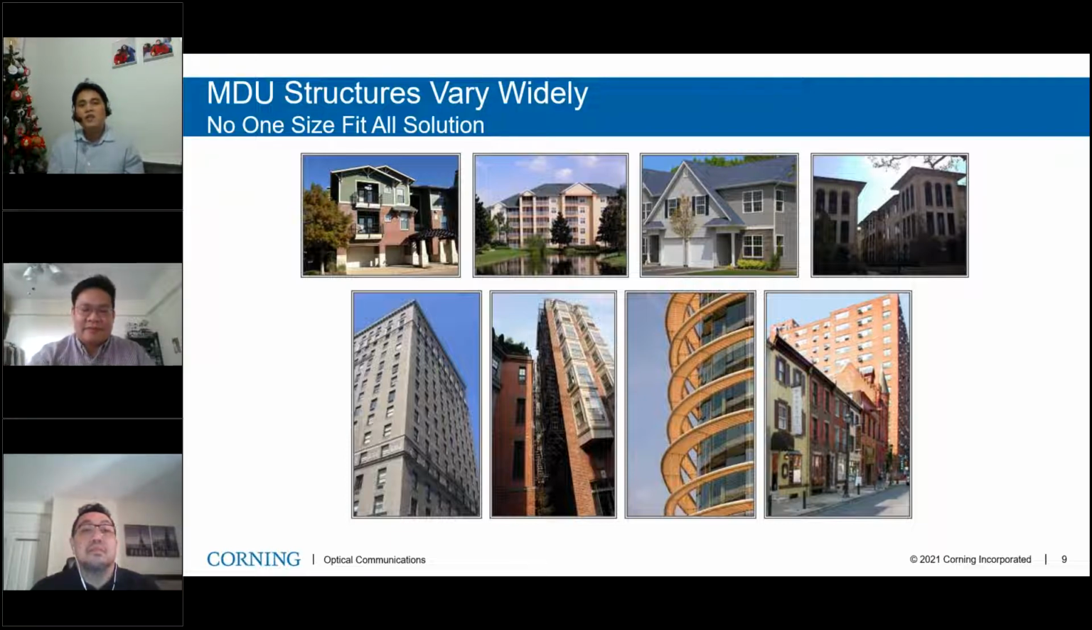Some would be a small MDU, which is composed of 2 to 3 floors that have up to 12 living units. Some would be a medium multi-dwelling unit, which is composed of 4 to 6 floors with up to 72 living units. And some would be a large MDU, like a high-rise condominium, hotel, and so on, which is actually 7 floors and above and more than 72 living units.